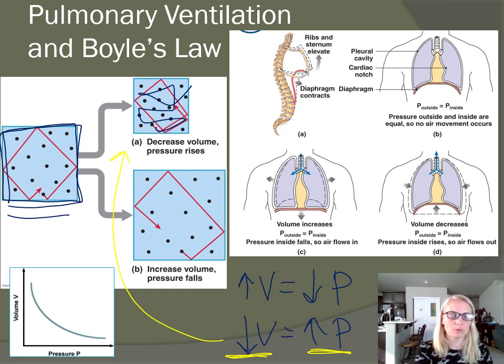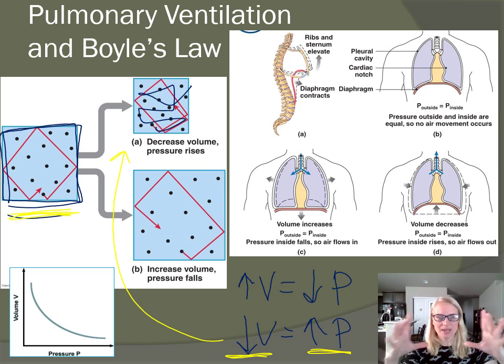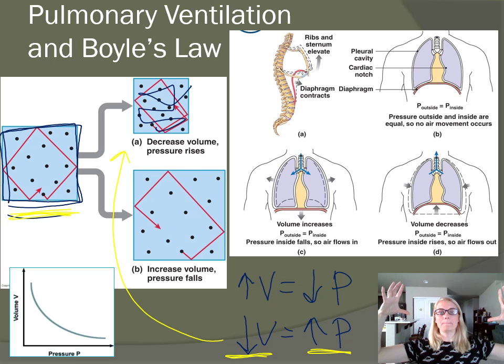All right, so then let's go back to our set size, volume container. The molecules are bouncing around. They're giving you your kind of starting point pressure. Now, let's take that container and make it big. So we're increasing the volume, keeping the same number of gas molecules there.